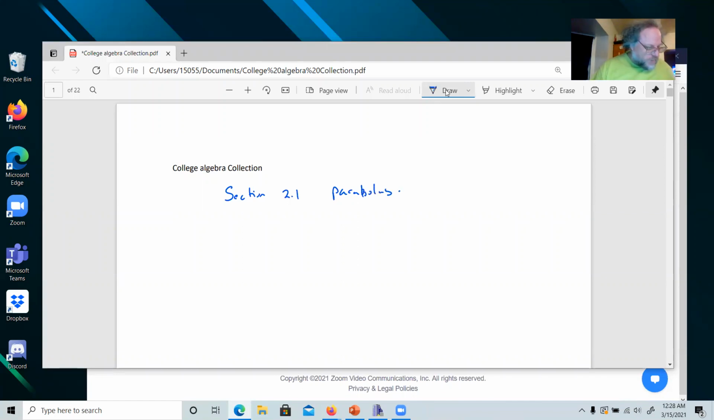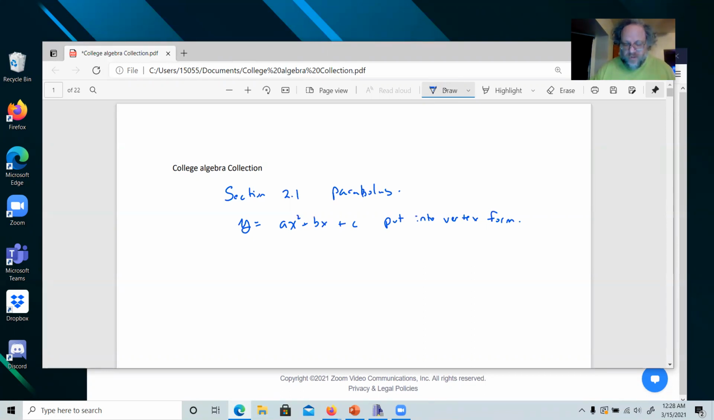All right, so what we're going to do is start with y equals ax squared plus bx plus c, and our first goal is going to be putting this into vertex form, okay? So our first goal is to put it into vertex form.